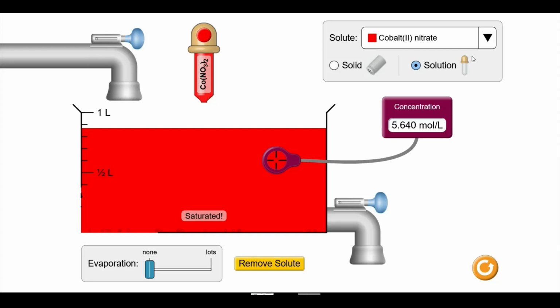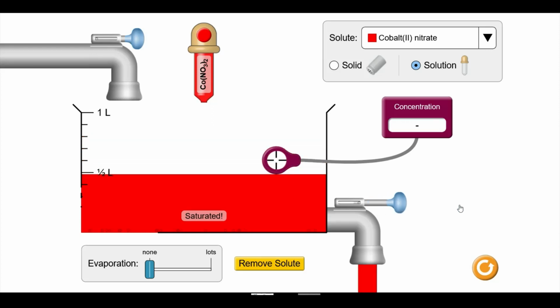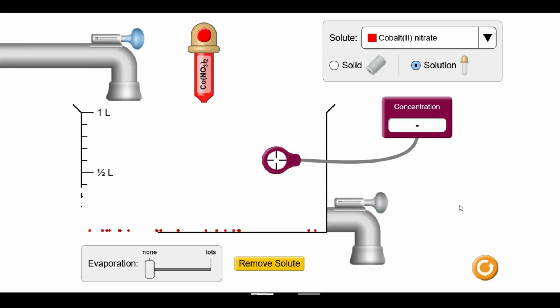In the lab report, you will be determining the mass and moles contained in each of these different settings. Before selecting the next compound, be sure to drain the container and remove the solute.